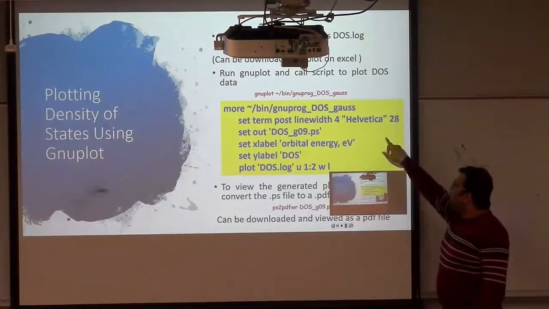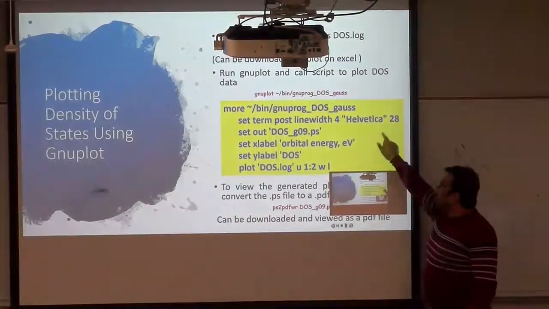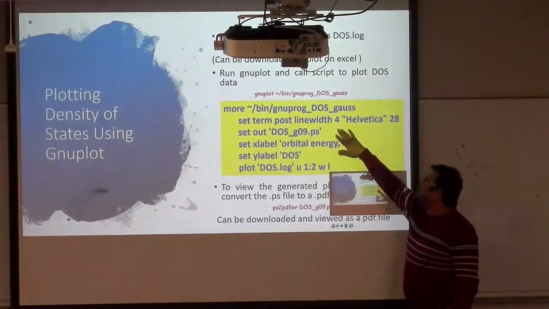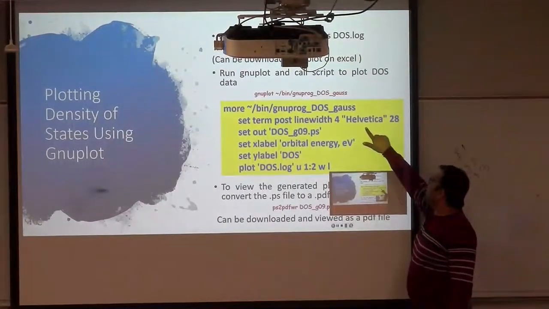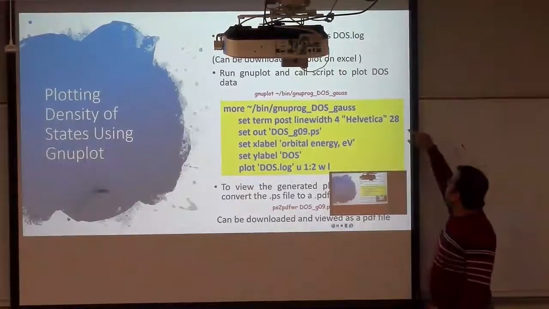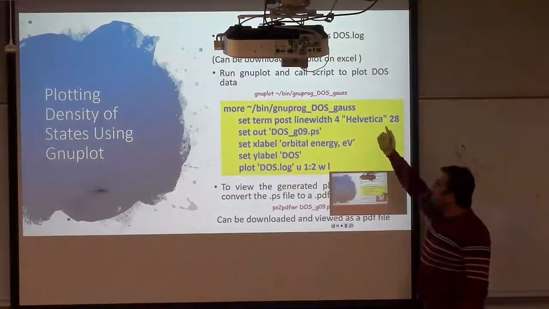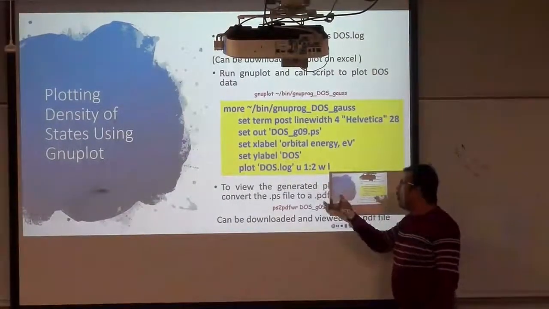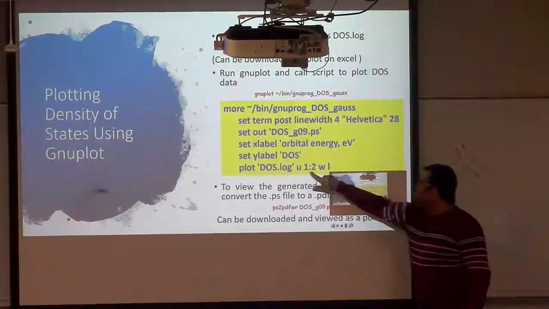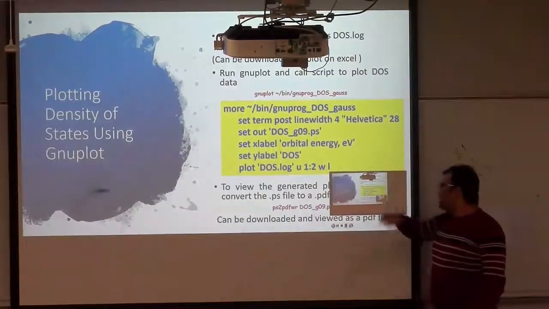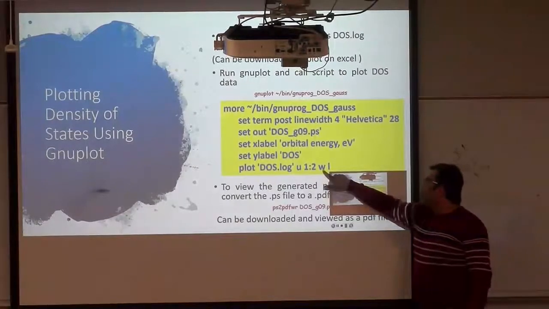And here in this line, what we are doing, like set term post line width, we are setting the line width 4, and we are setting the font as Helvetica, and we are setting all these things like X levels, Y levels, and then we are giving a comment like plot dos.log. And U means basically using, and 1:2 means x-axis and y-axis with line.